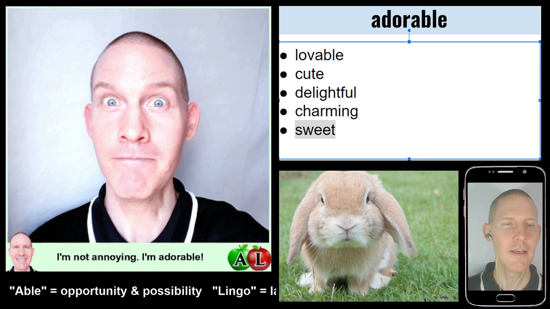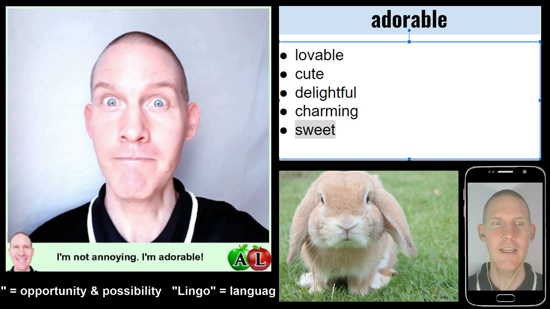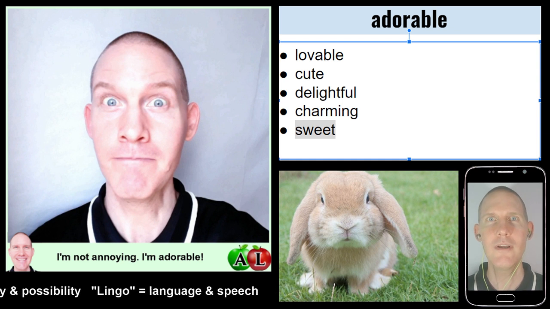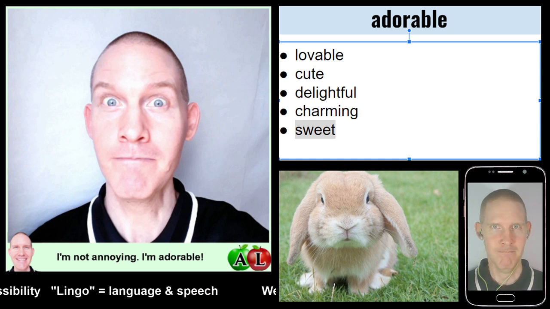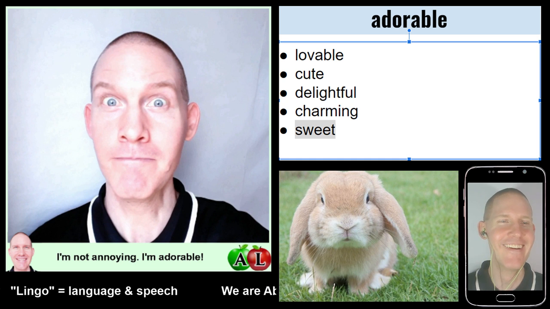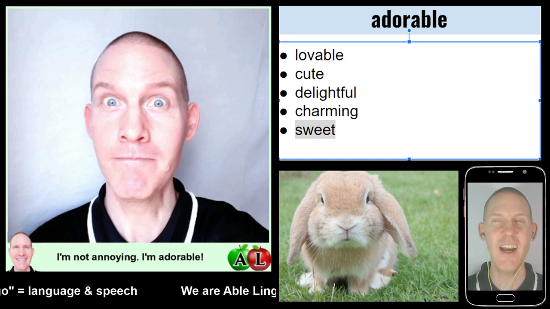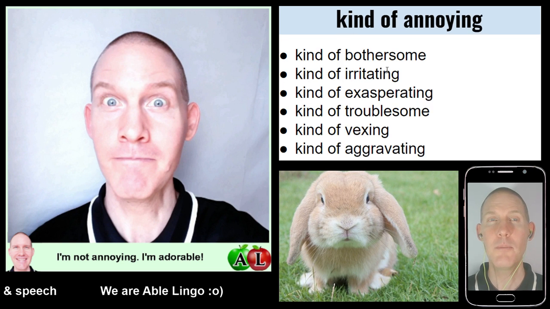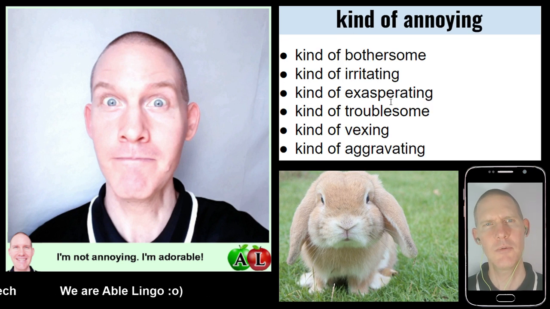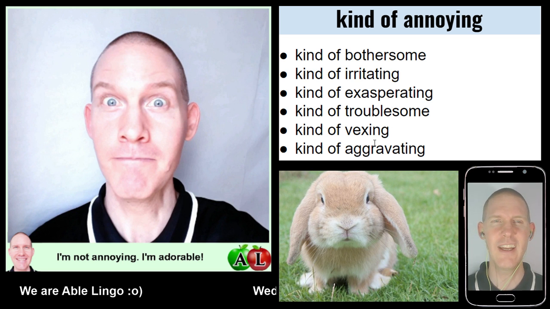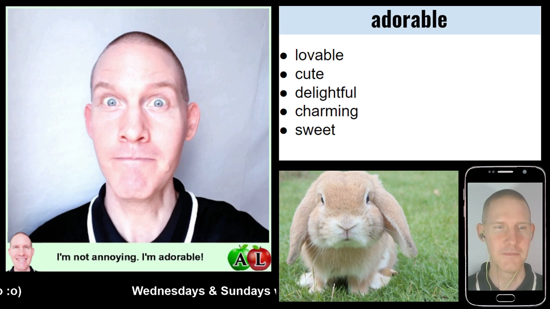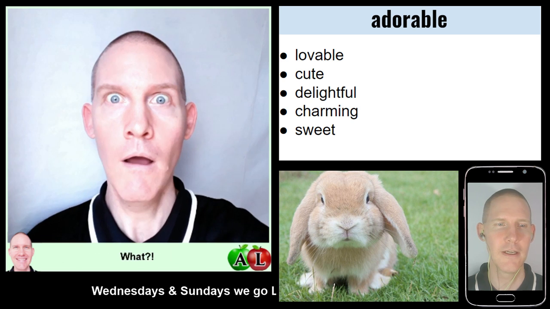Okay, so in the conversation, he's saying that he is adorable. And he's wearing the same shirt I am. Interesting. Okay, so he says, I'm not annoying. And remember when we talked about annoying? Annoying can mean bothersome, irritating, exasperating, troublesome, vexing, aggravating. So he's saying, nope, I'm not any of those things. I am adorable. All right, let's see what else he's going to say.